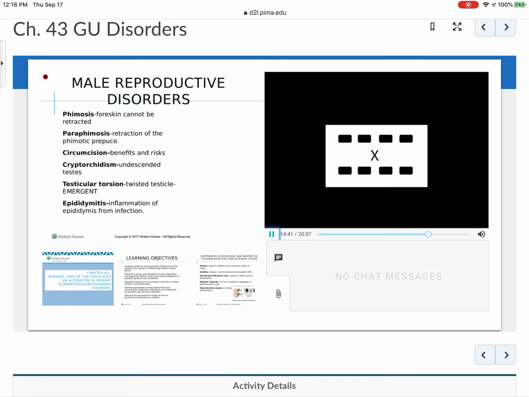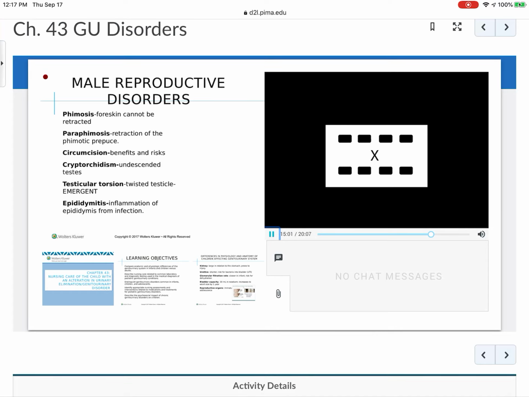And then paraphimosis is really that more serious disorder when the skin is retracted and then not able to be pulled up again. And then they can get what's like a little tourniquet of skin at the bottom and cause damage to the penis.